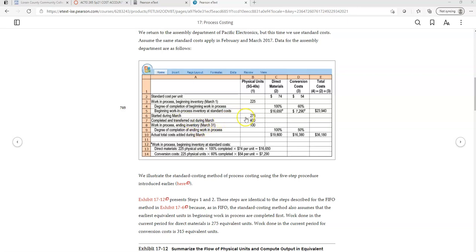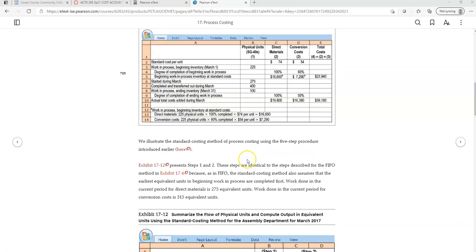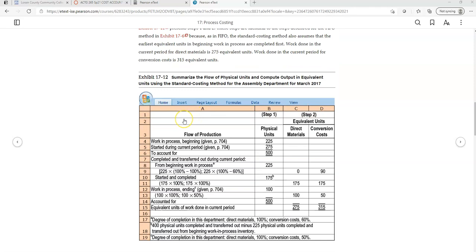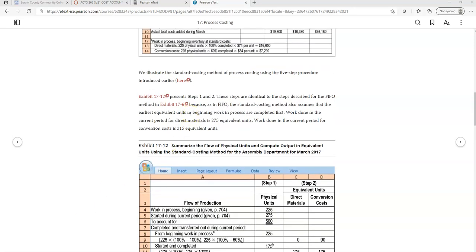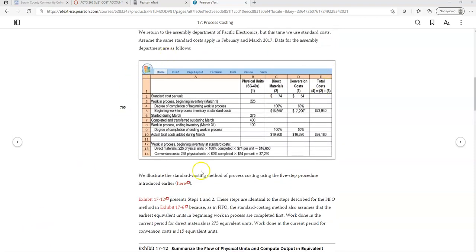Now let's figure the work completed and transferred out, 400 units. They're going to be 100% complete with respect to direct materials and conversion costs. And my degree of completion for ending work in process, we're told that direct materials have already been added. And then we have degree of completion here for conversion costs. Now we're told that our actual total costs added during March were 19,800 for direct materials and 16,380 for conversion costs. So my total actual costs added during the month are $36,180. Now, that is our basic data.